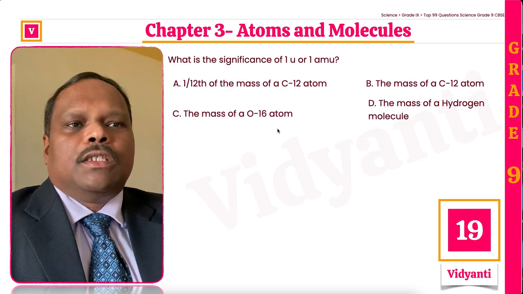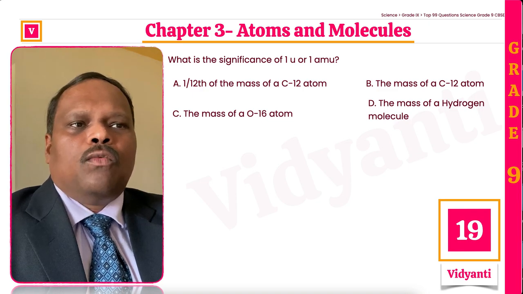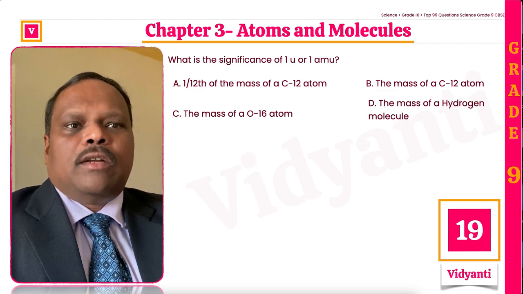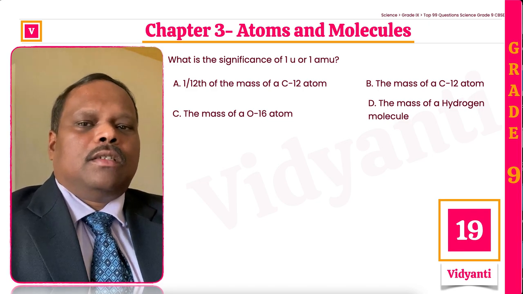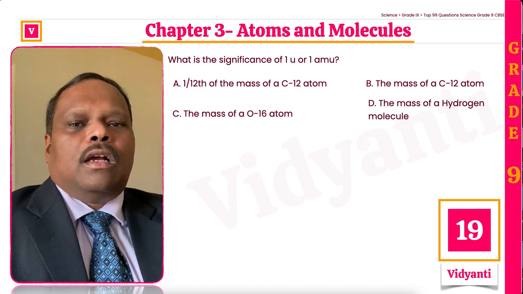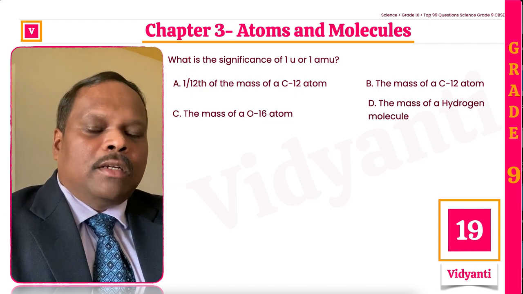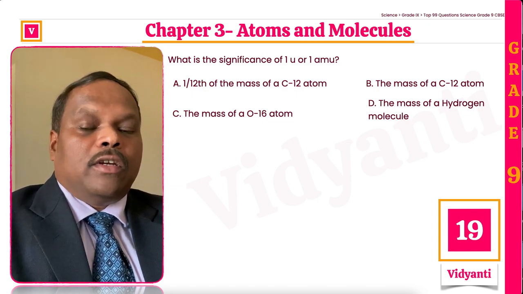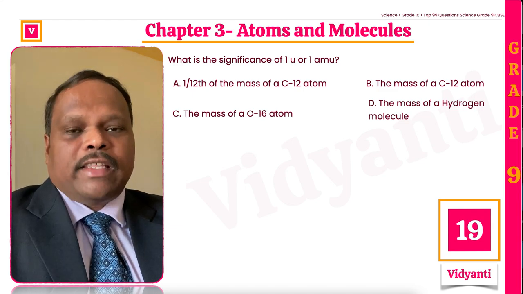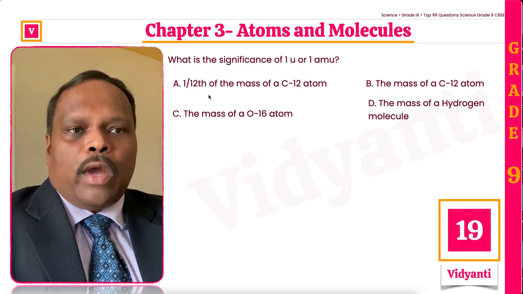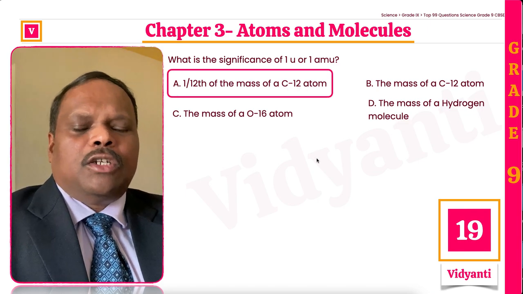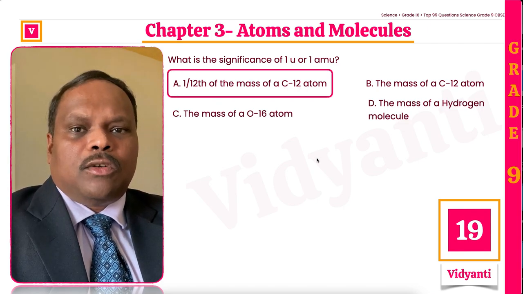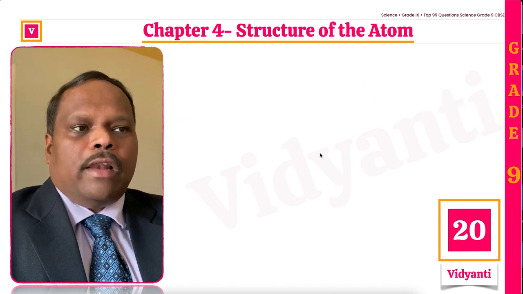Question 19, what is the significance of 1 u or 1 amu, atomic mass unit? Technically it is like hydrogen, but since carbon is more abundant, it is defined in terms of carbon, and carbon has 12, so we have to take 1/12 of the mass of a C12 atom. Carbon has two isotopes, C12 and C14, so you have to be a little bit careful. You have to take C12.